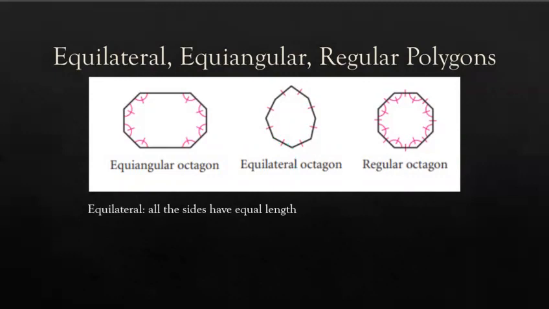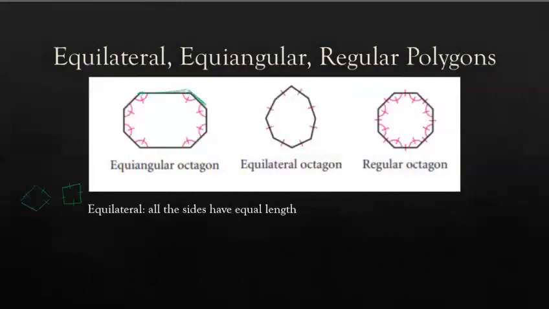An equilateral quadrilateral could be a square, but it could also be a rhombus. So we could have a rhombus that had the same length sides, or we could have a square. What about this equiangular octagon? Where are the markings? Only on the angles, and you can see that it got stretched out. So this side is not the same length as this side. So it's not equilateral, even though it's equiangular.